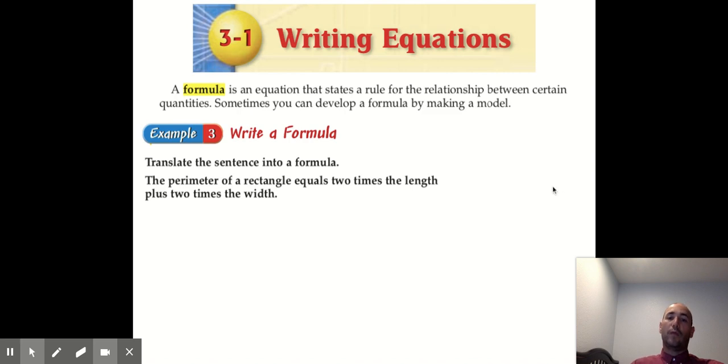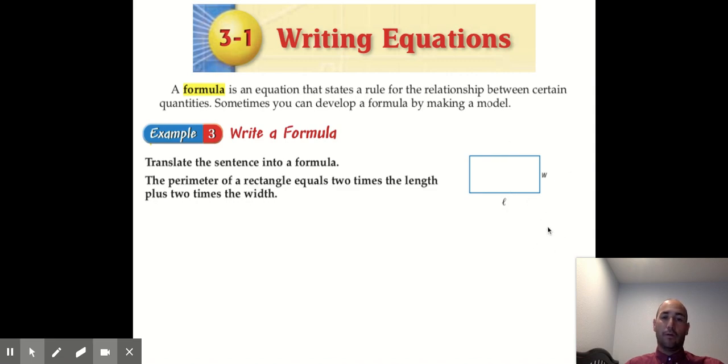The perimeter of a rectangle equals 2 times the length plus 2 times the width. I'm sure you've done this before. Here's a rectangle, here's the length, here's the width. When we want to find the perimeter, perimeter is the outside. If we add up this side plus this side plus this side plus this side, if this is length L, this is also length L. And if this is W, then this is also W. So if I add up all 4 sides, I'm going to add up 2 lengths and 2 widths.